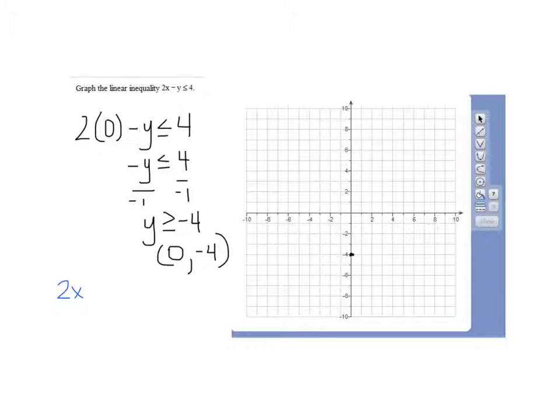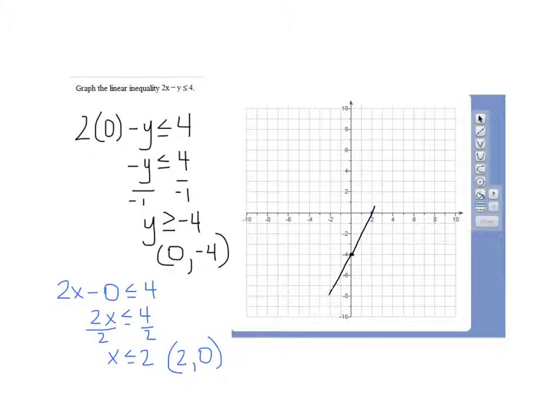Now, for the other intercept, I'm going to plug in 0 for y and solve for x. So then I get 2x is less than or equal to 4, divide by 2, and I get x is going to be 2. So my point for that one is 2 for the x and 0 we stuck in for y. So now that's my other point, 2, 0. So that's it. Now on this one, since it's less than or equal to, it could be equal to, we are going to put in a solid line instead of a dotted line.